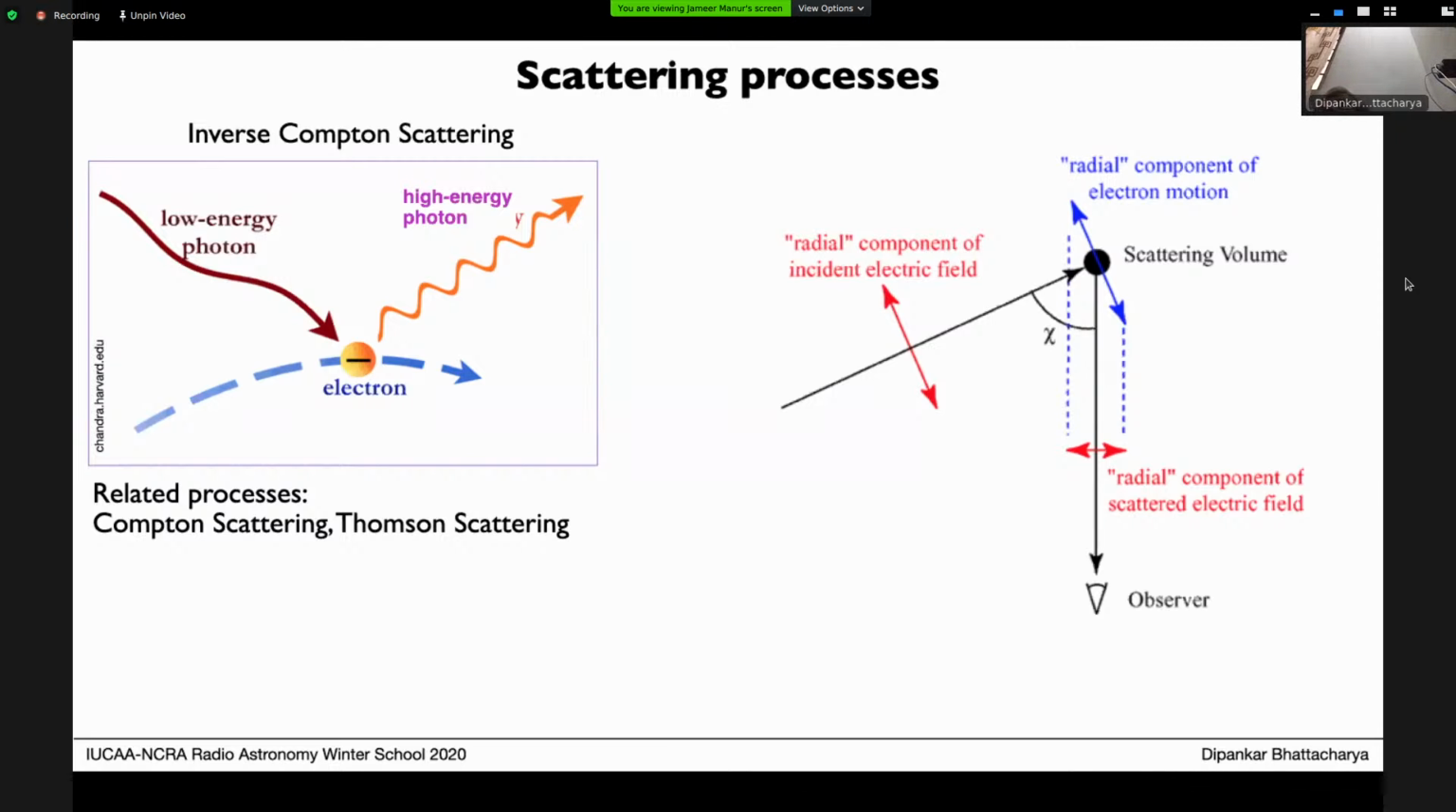Now, once this electron is accelerated, of course, an observer will see a component of the acceleration, and hence will see a radiation electric field. So this observer, which is shown here, sees the projected part of this acceleration, which is shown in small red arrows, and the observer will see electromagnetic radiation. This is the scattering process, and this is a typical description of Thomson scattering. Let's go to the next slide.